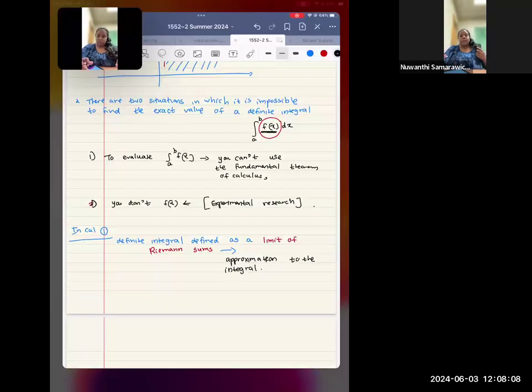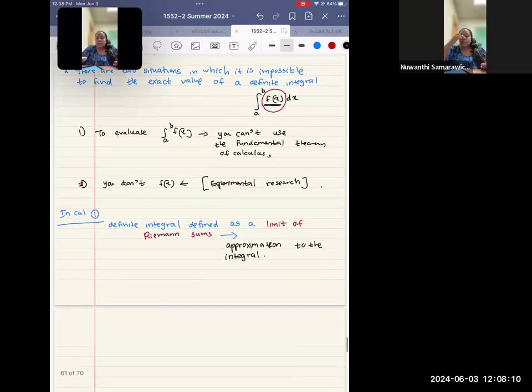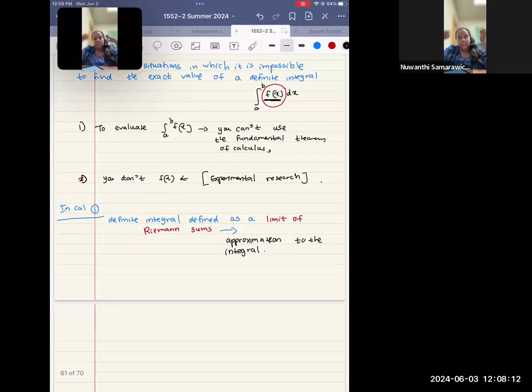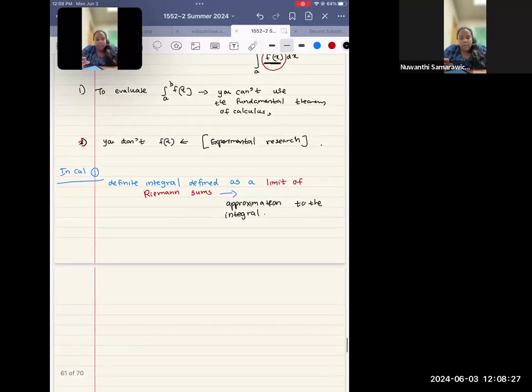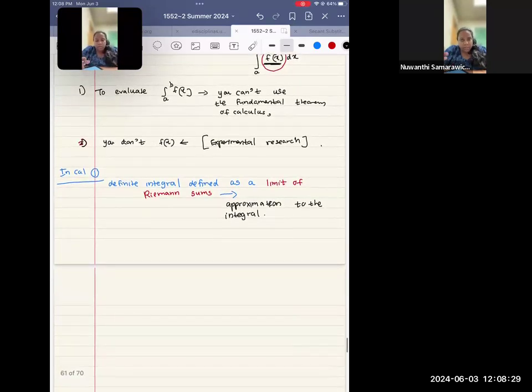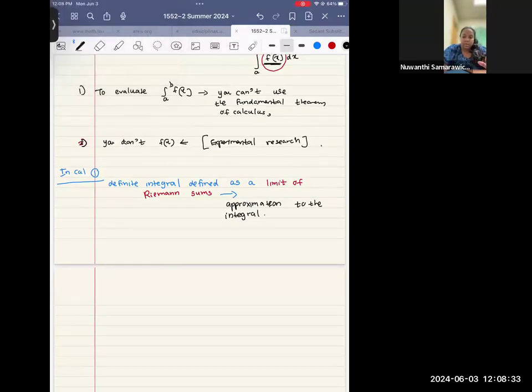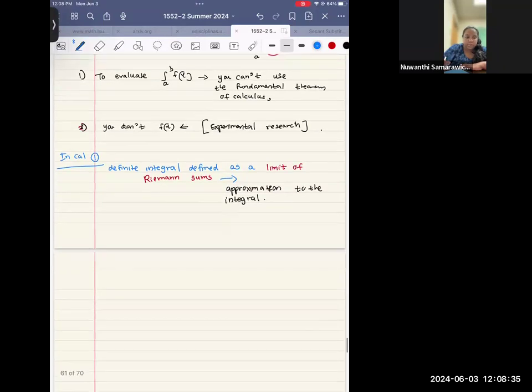Okay, so in Cal 1, you learned that when a definite integral is given, by using the limit of Riemann sums, you get an approximation to the integral. So let's recall how we do the Riemann sums, because we need that knowledge in this section too.